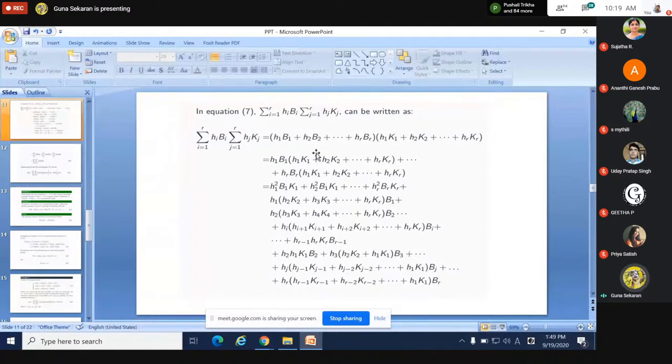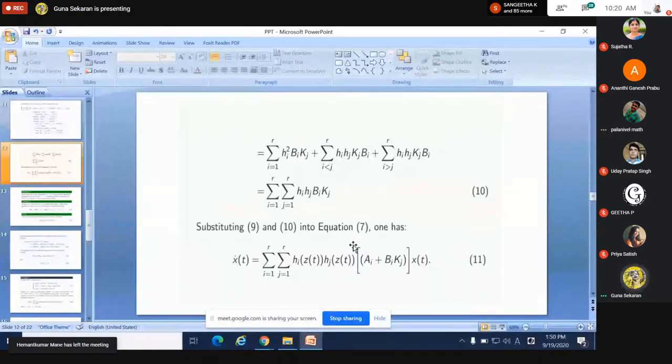That means we can express why. The summation h_i B_i is the same as the summation j ranges 1 to r of h_j K_j. That means we can expand it by h1 B1, h2 B2, and then h_r B_r. Another one is h1 K1, h2 K2, and then h_r K_r. That means we can multiply them one by one. Then h1 B1 with the total multiplication here, and h2 with the total multiplication here, and h_r the same similar process. That means h1 h1 is h1 square, then h1 h2 K, and h2 h2 is h2 square, and the same similar process. We can easily understand by multiplying to modify.